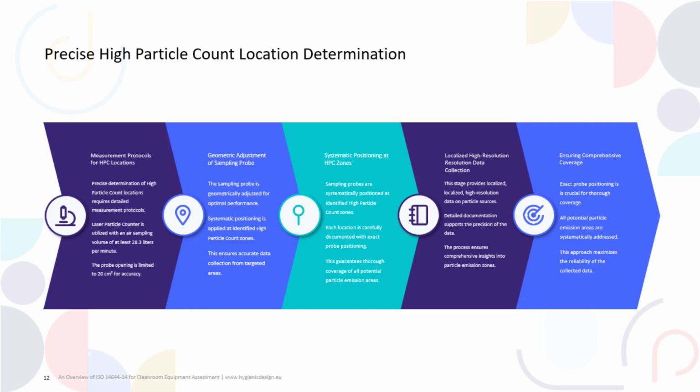Sampling probes are systematically positioned at these high particle count zones, with each location carefully documented along with the exact probe positioning. This guarantees thorough coverage of all potential particle emission areas. At this stage, we collect localized, high-resolution data on particle sources. Detailed documentation supports the precision of the data, providing comprehensive insights into particle emission zones. Finally, exact probe positioning is crucial to ensure comprehensive coverage. By systematically addressing all potential particle emission areas, we maximize the reliability of the collected data.